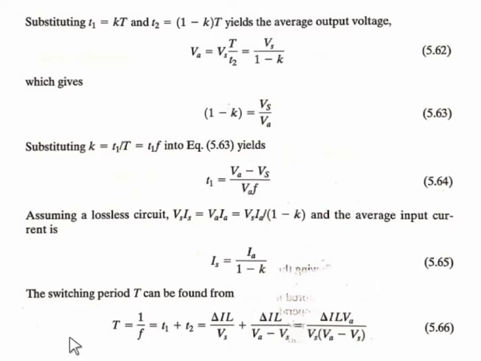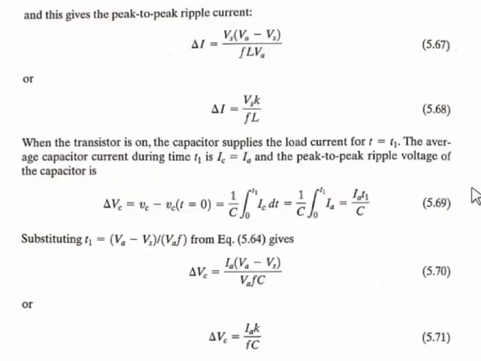So from this equation, delta I is given by delta I equal to Vs (VA minus Vs) divided by FLVA, or delta I equal to VA VSK divided by FL. In this equation, if we replace VA equal to Vs divided by 1 minus K, by solving this equation we get delta I equal to VSK divided by FL.